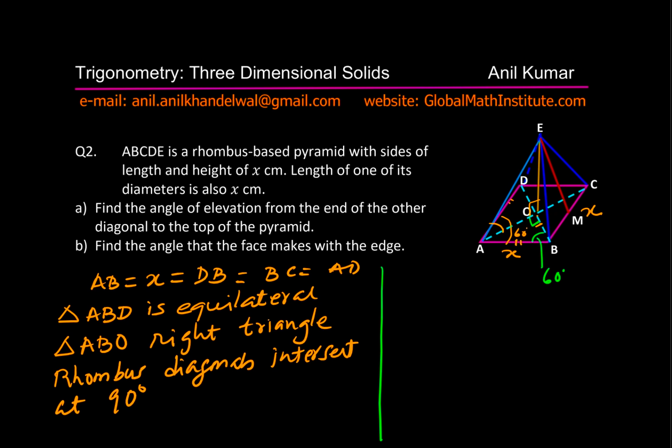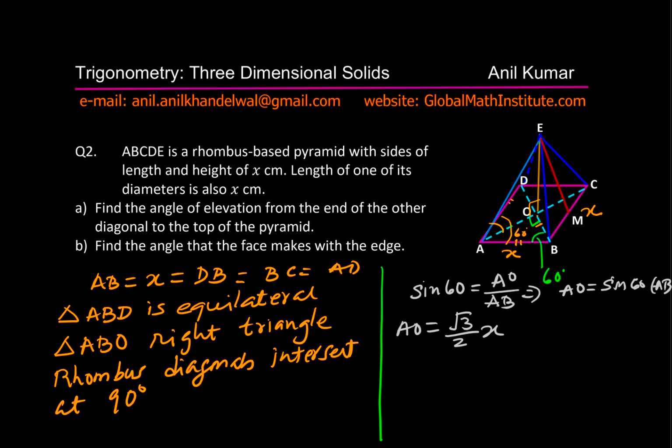We can use the sine ratio since this is the opposite side and that's the hypotenuse x. So we know sine of 60 is equal to AO over the hypotenuse AB. And so we get AO as equal to AB times sine 60. So AO equals x times square root 3 over 2, right? So we get the length AO.